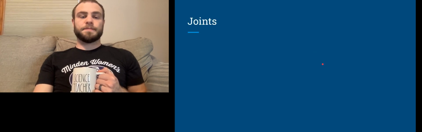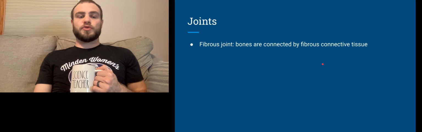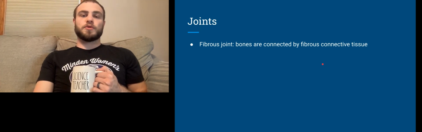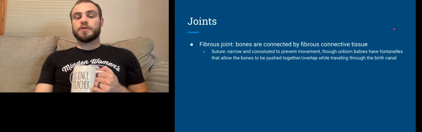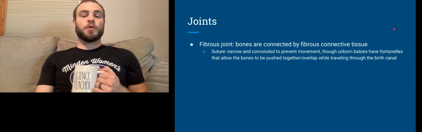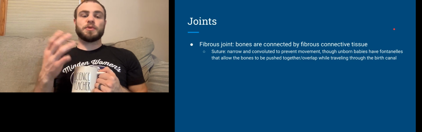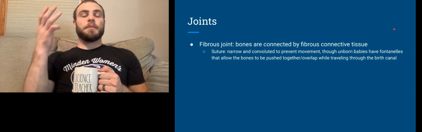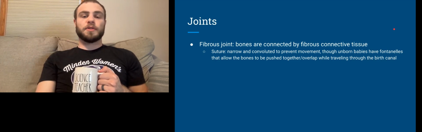a select few joints. So you can classify joints based on their structure, and there are three types of joints that you get when you look at their structure. You have fibrous joints, which are going to be those joined by fibrous connective tissue. This is going to include joints such as a suture, which is very narrow and is very convoluted to prevent any sort of movement, although unborn babies actually won't have these sutures brought together in a narrow way. They'll have what's known as fontanelles, and the spaces between those bones are actually what's going to allow their brain case to get pushed together and even those bones to overlap while they're traveling through the birth canal.